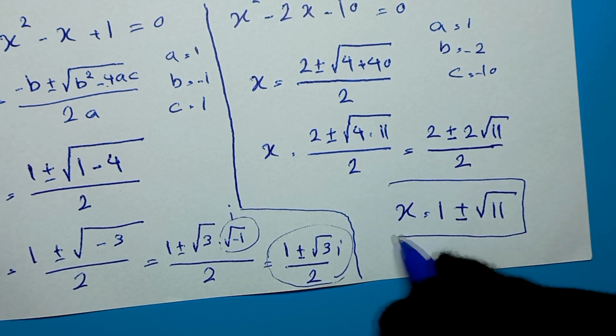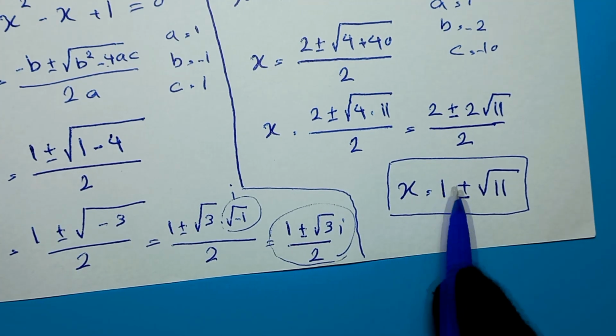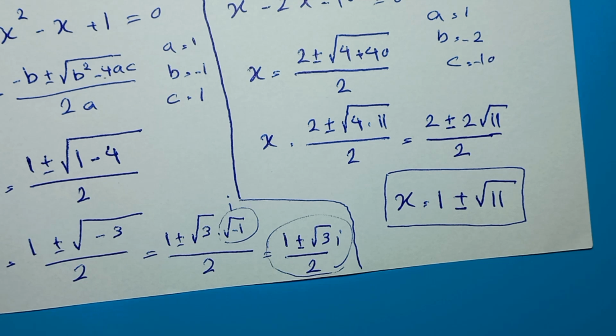So we find 4 values for x: 1 plus or minus the square root of 11, and 1 plus or minus the square root of 3 i over 2. And this is our final answer for x.